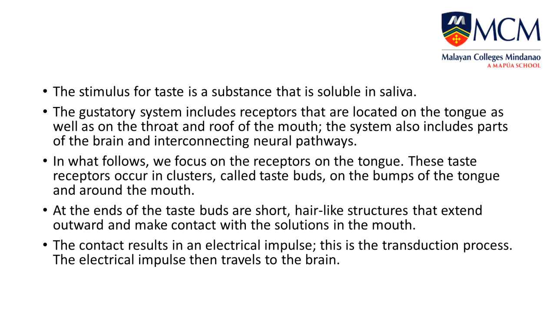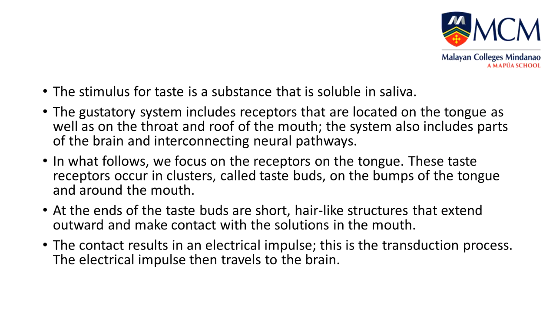So, the stimulus for taste is a substance that is soluble in saliva. The gustatory system includes receptors that are located on the tongue as well as on the throat and roof of the mouth. The system also includes parts of the brain and interconnecting neural pathways. In what follows, we focus on the receptors on the tongue. Taste receptors occur in clusters called taste buds. That's the term, taste buds on the bumps of the tongue and around the mouth.